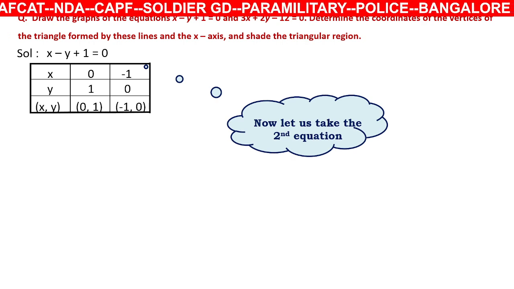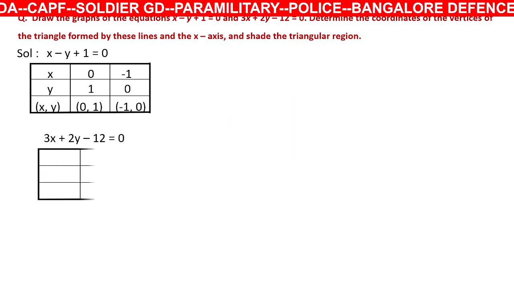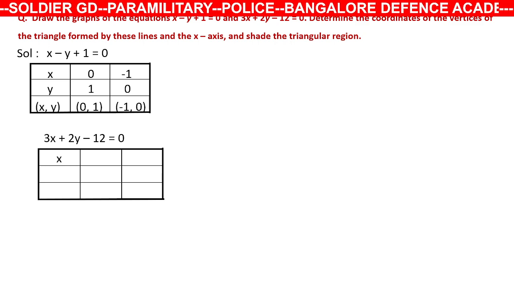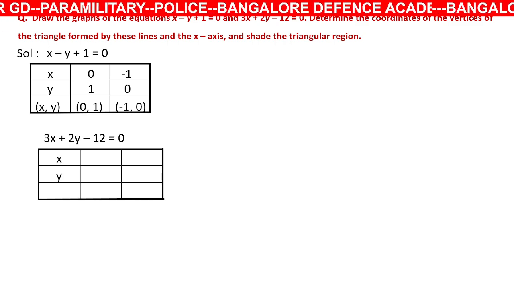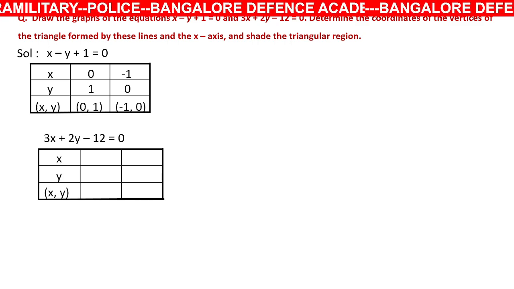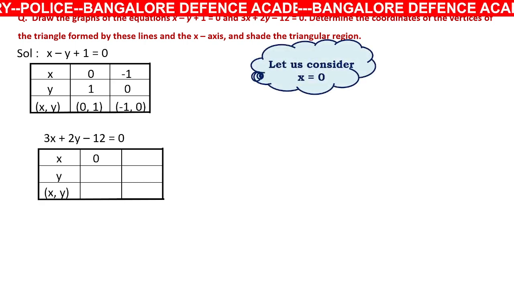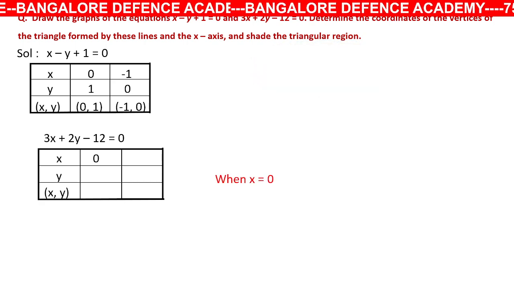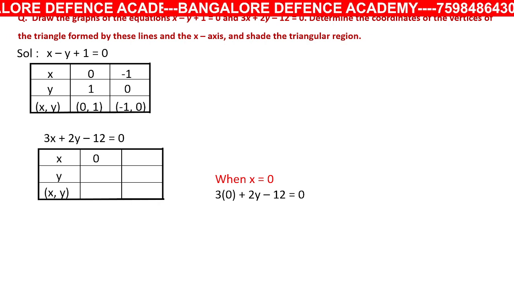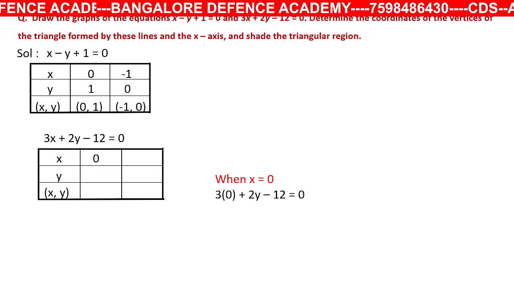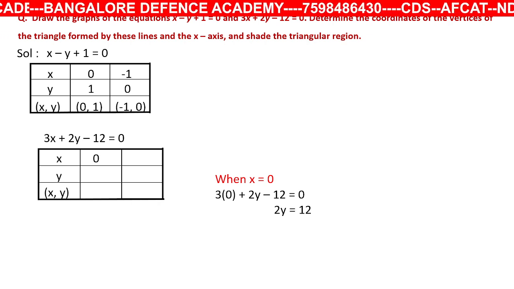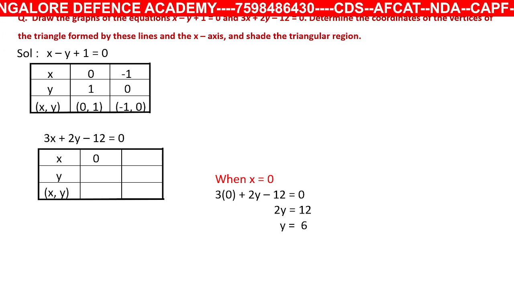Now let us take the second equation. The second equation is 3x plus 2y minus 12 is equal to 0. I have two variables, x and y. I write it in the tabular column. Here you have x comma y. In the first case, let us consider x is equal to 0. When x is equal to 0, the equation becomes 3 into 0 plus 2y minus 12, that is 2y is equal to 12, or you can say y is equal to 6.